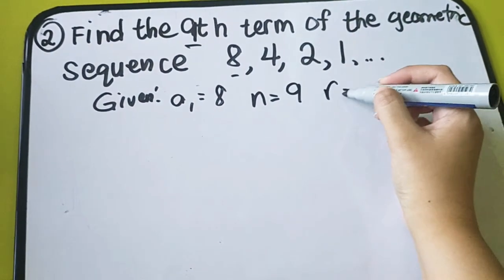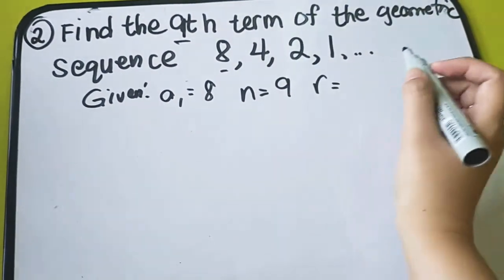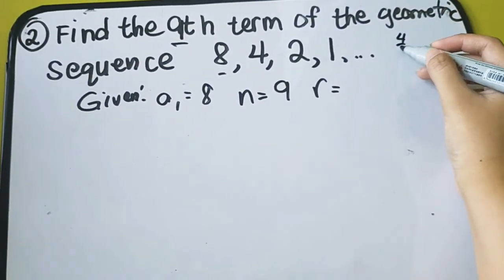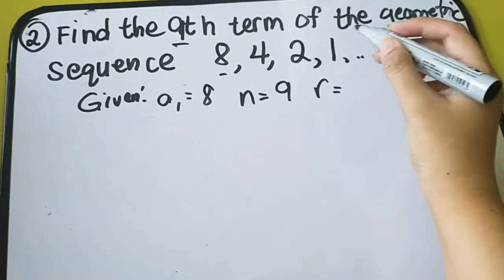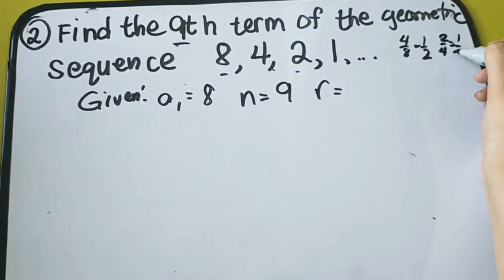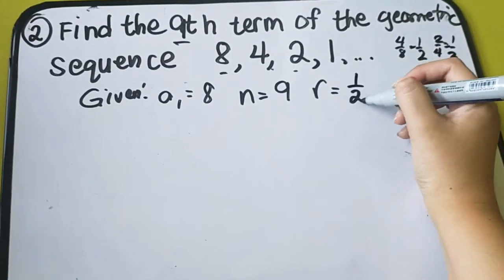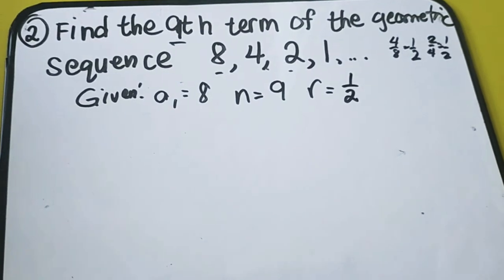And then, our common ratio. We have here 4 divided by 8. The answer is 1/2. 2 divided by 4, the answer is also 1/2. 1 divided by 2, the answer is also 1/2. So, our common ratio is 1/2.